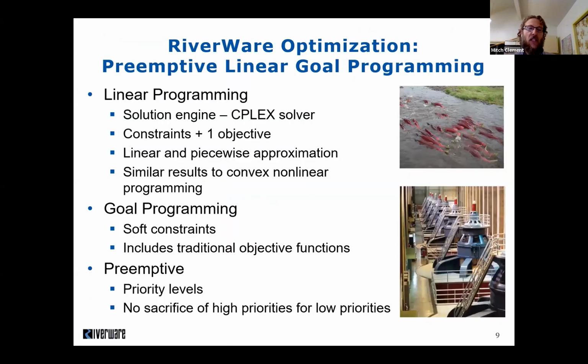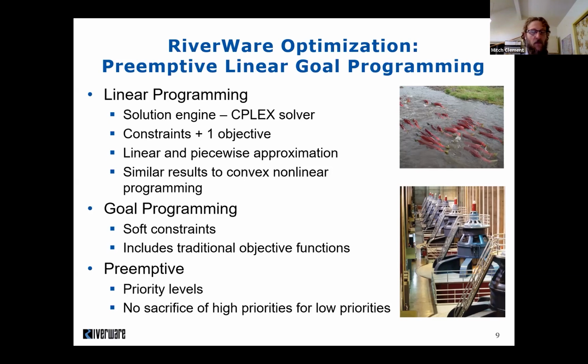So I'm going to shift gears a little bit now and talk about the other multi-objective solver, RiverWare optimization, which uses a preemptive linear goal programming solution. So just a little bit about the individual components of that. At the core, the solution engine of the solver is a linear program. The goal programming component refers to the fact that constraints are formulated as soft constraints instead of hard constraints, and that helps minimize infeasibilities in the solution.